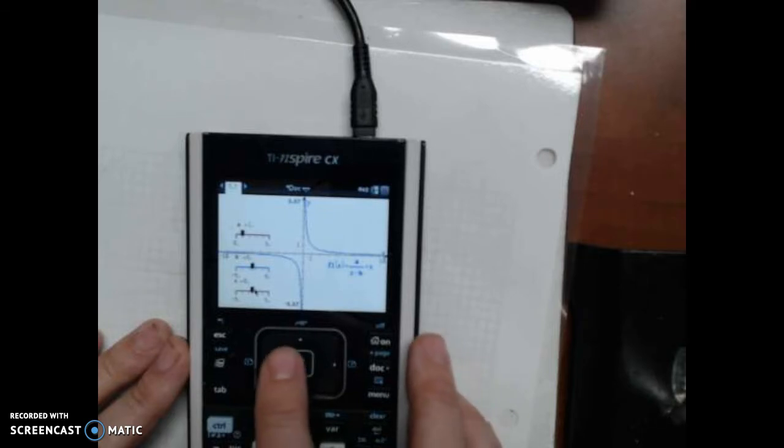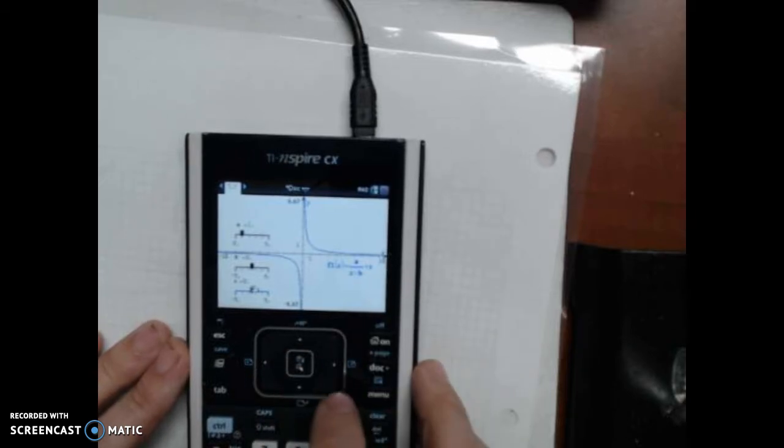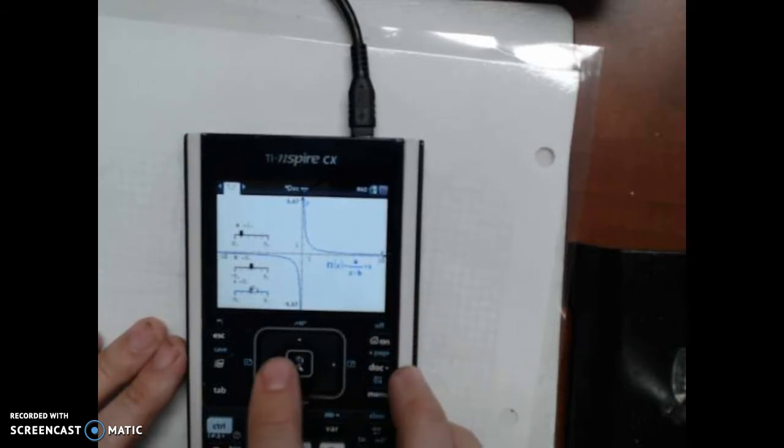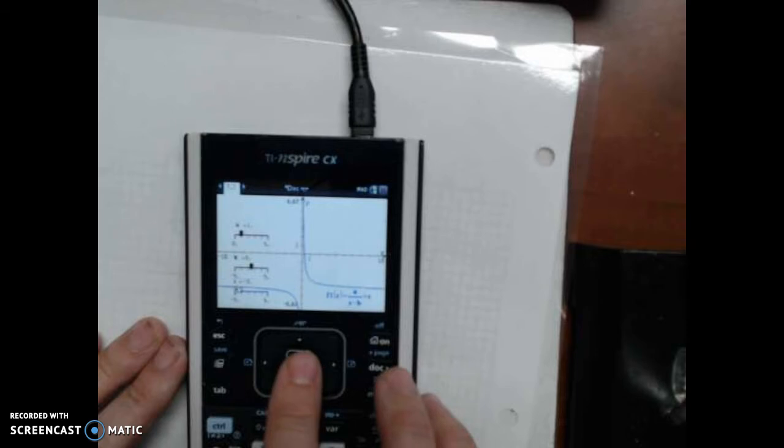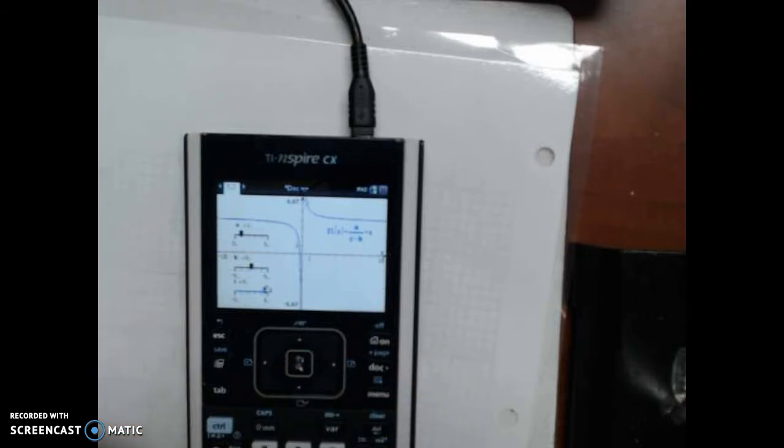And I'll move down here to c. And you can see where that is on the thing. It's just outside of the fraction. And so when I move that, you see that the whole picture moves up if I increase c, and the whole picture moves down if I decrease c. So that's the effect of each of these individual pieces in the function.